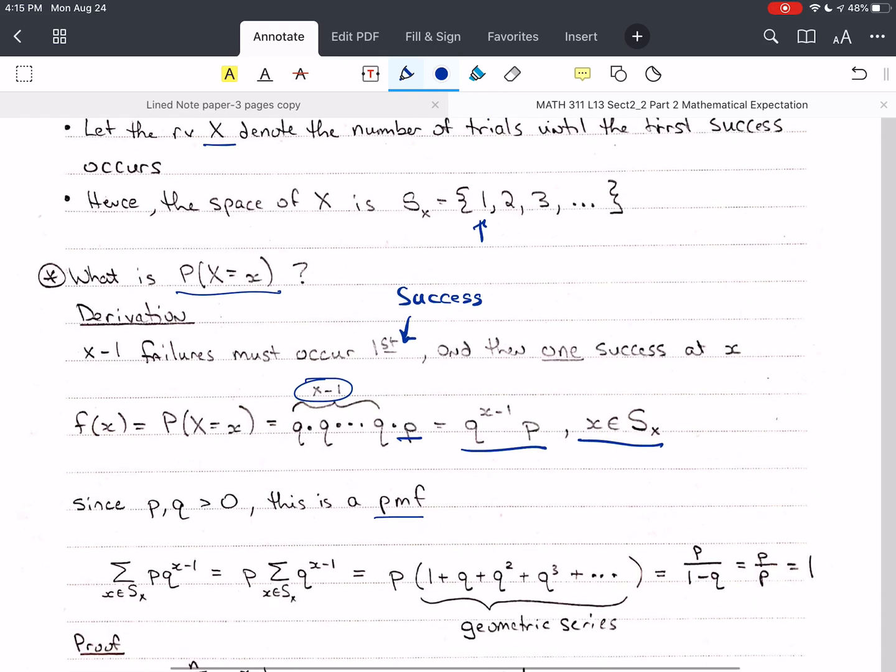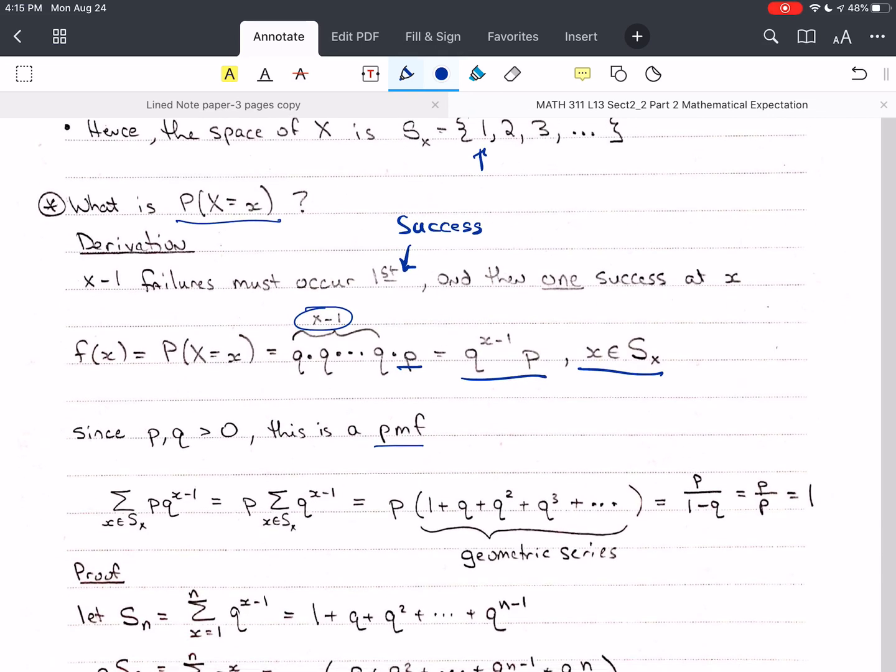Now we need to show that this really is a PMF. In other words, we have to show that the sum of f of x across all x in S has to be 1. Now, notice that Q has an exponent of x, but P doesn't. So I can pull P out to the front of this summation. So now I just have Q raised to the x minus 1, and I'm starting at x equals 1, up to infinity.